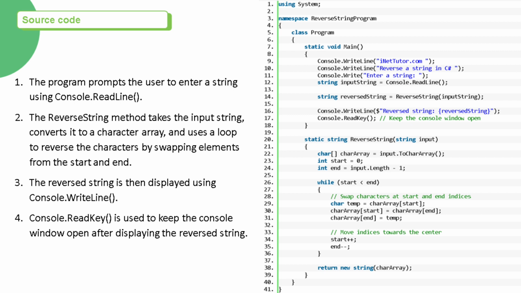3. The reversed string is then displayed using Console.WriteLine. 4. Console.ReadKey is used to keep the console window open after displaying the reversed string. The detailed information about the explanation of the source code is in the description box below.